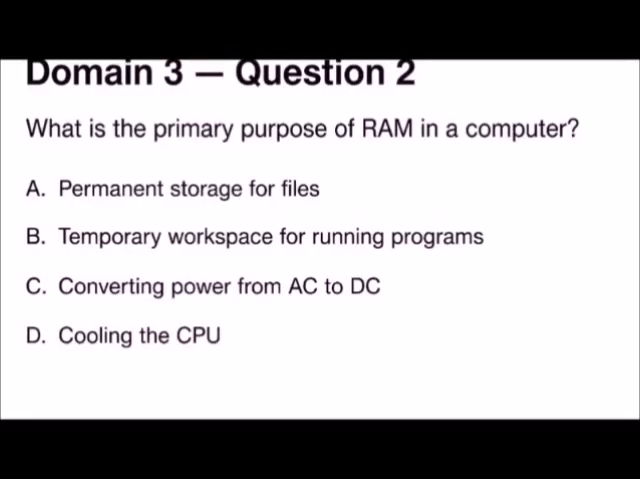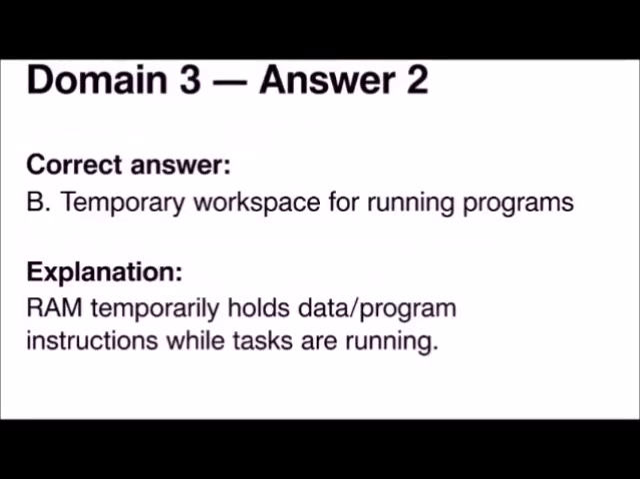Question 2. What is the primary purpose of RAM in a computer? A. Permanent storage for files. B. Temporary workspace for running programs. C. Converting power from AC to DC. D. Cooling the CPU. Correct answer: B. Temporary workspace for running programs. Explanation: RAM temporarily holds data and program instructions while tasks are running.